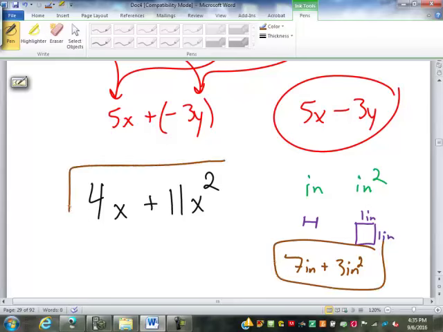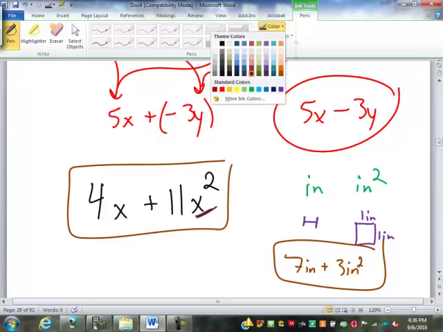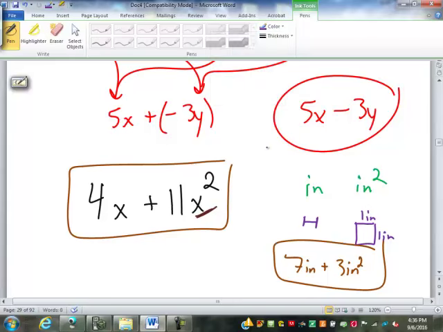So the same thing here. 4x plus 11x squared cannot be combined. X squared is a different name from just x. So if I'm adding or subtracting, not only do I have to have the same variable, but I have to have the same power.